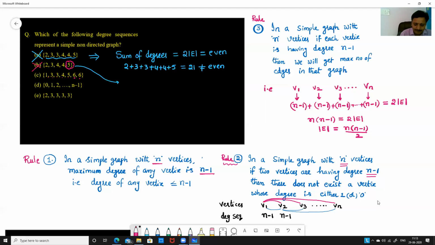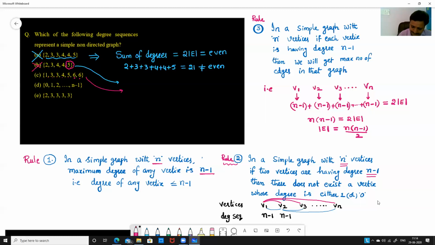Clearly, in this example there are 7 vertices. If 2 vertices have degree 6, then I cannot find a vertex of degree 1 by using rule number 2.